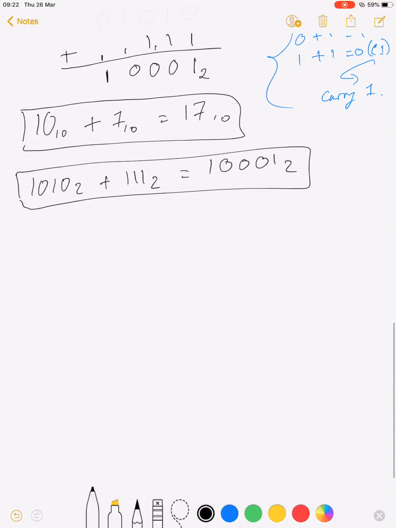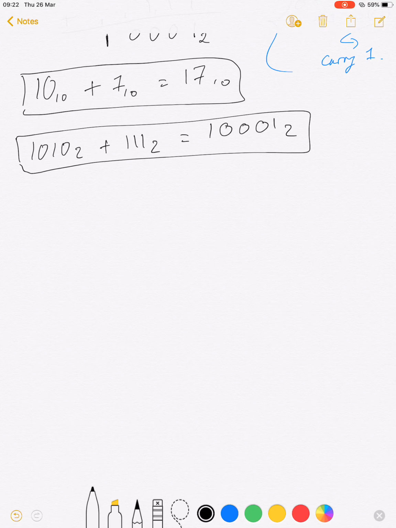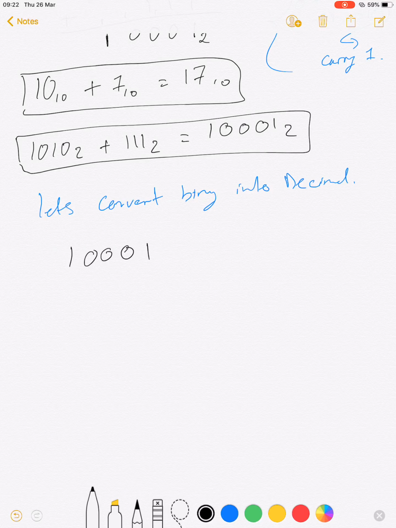So let's just have a look. So what we'll do is we'll convert the binary number into decimal. Okay, that sounds like a good idea to me. Yeah. So if we grab this number here, we have 10001. Well, the actual conversion here is just what we call a position value expansion.